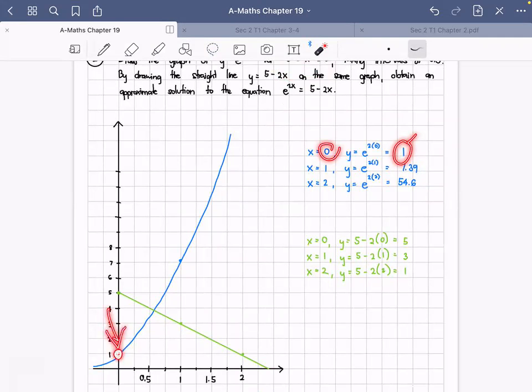And then if I plug in 1, my answer is 7.39. So this is 1, and then this is 7.39. So it's about here. It's above the line. And then I have x is 2, and then y is 54.6. Here, because my graph is too small to put 54.6, I just assume it's way over there.